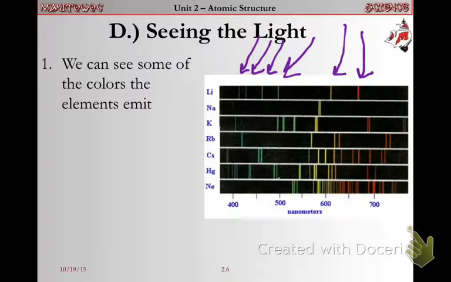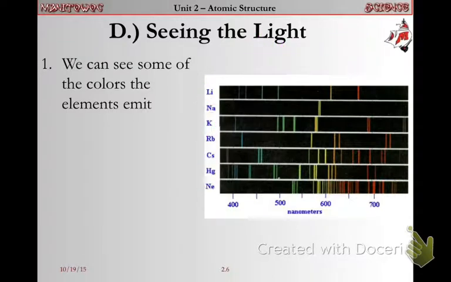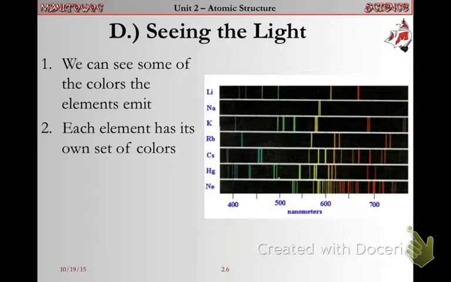And if you'll notice, for every single one of these elements, there are no two spectra that are identical, which kind of makes sense because every single one of the elements has a different number of electrons. So they should all have a different dance that the electrons do when the atom actually absorbs energy. So each element has its own colors, and we kind of call that the fingerprint of the element.